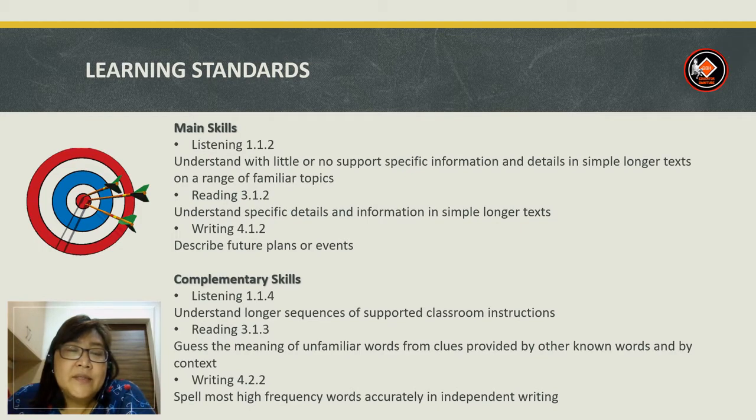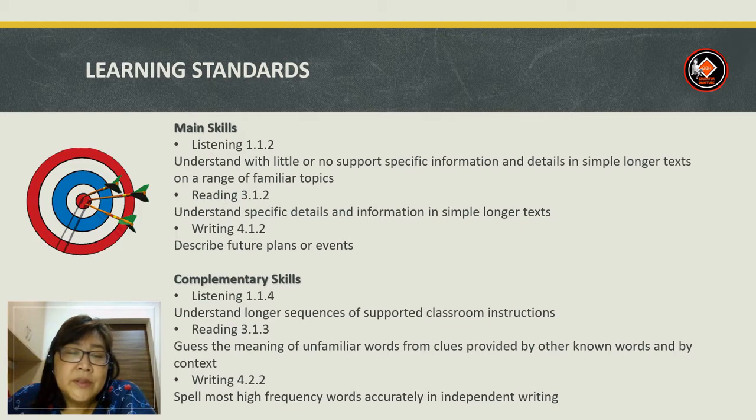The main skills: listening 1.1.2, understand with little or no support specific information and details in simple longer text on a range of familiar topics. And then we have reading 3.1.2, understand specific details and information in simple longer text. And writing 4.1.2, describe future plans or events.